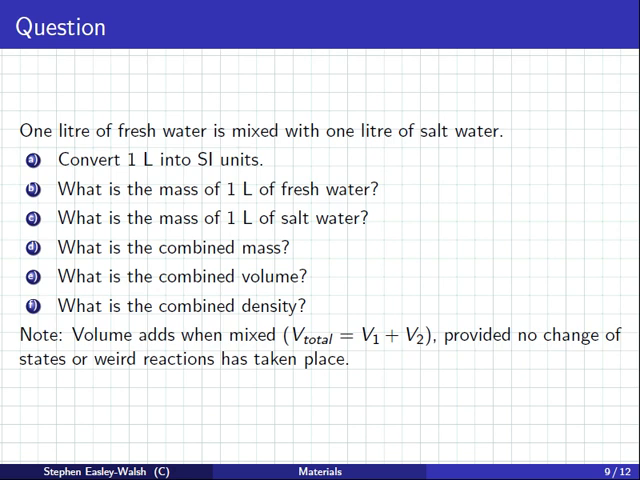Okay. So what's the answer for part A? We said it earlier, it's 0.001 meter cubed. Who got the mass of a litre of fresh water? 1 kilogram. Very good. The mass of 1 litre of salt water? 1.03 kilograms. Very good. The combined mass, if you mix the two together? 2.03 kilograms. The combined volume? Very good, 0.002.